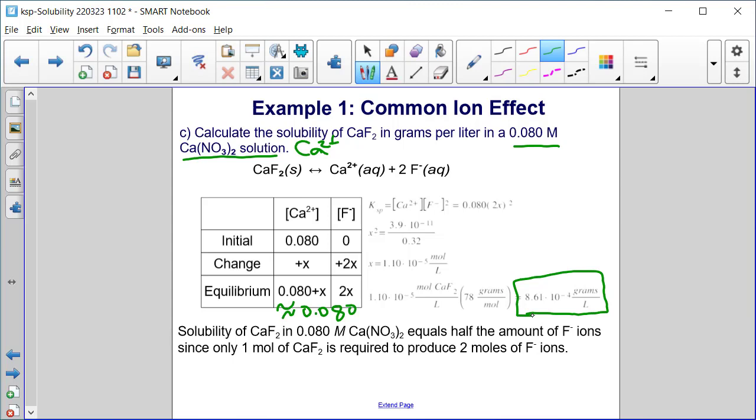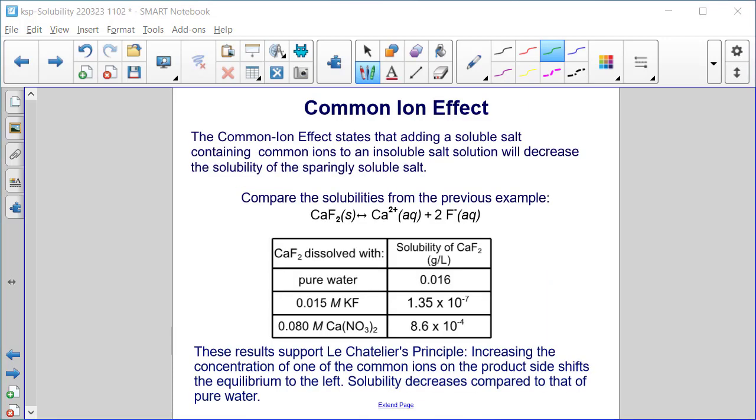Keep in mind the solubility of calcium fluoride in solution is half the amount of the fluoride ions. So if I needed to find the fluoride ions, I'd have to take this value of X and double it because we have that 1-to-2 mole ratio. The common ion effect states that adding a soluble salt containing common ions to an insoluble salt solution will decrease the solubility of the sparingly soluble salt.